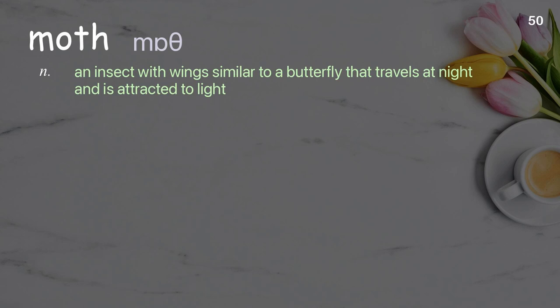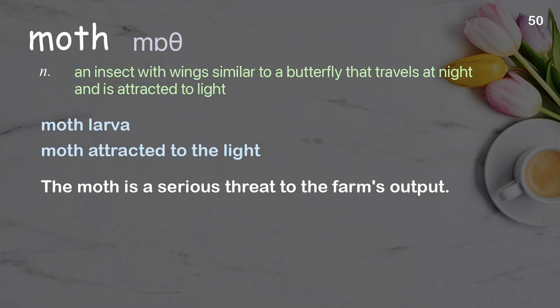Moth. An insect with wings similar to a butterfly that travels at night and is attracted to light. Examples: moth larva. Moth attracted to the light. The moth is a serious threat to the farm's output.